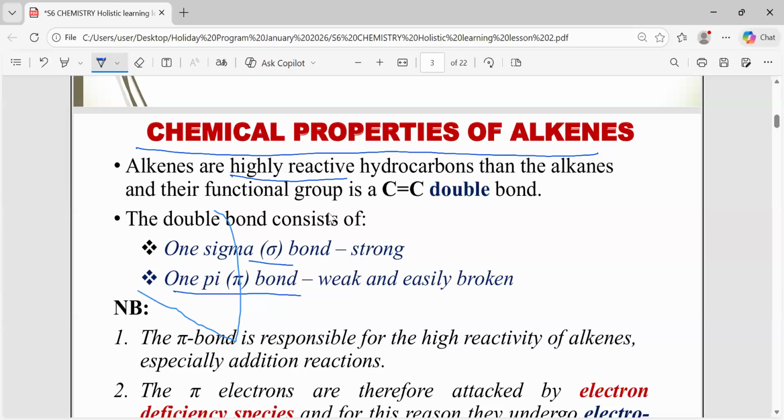Okay. Now, there is one point. You have read for us that alkenes are highly reactive hydrocarbons than alkanes. Why do you think alkenes are more reactive than alkanes? Sarah, you can take us through that. I think they're highly reactive due to the strong sigma bond between the carbon to carbon double bond. So they are more reactive because of the strong sigma bond? Yes, that's what I think.